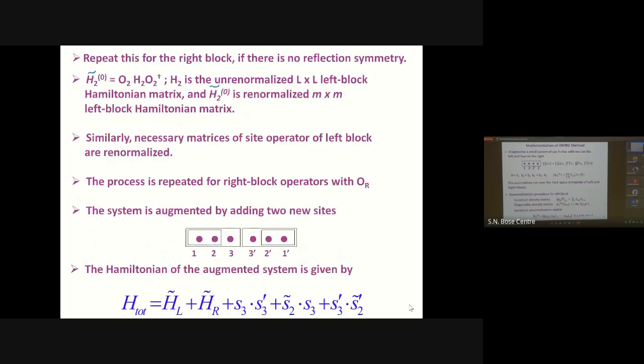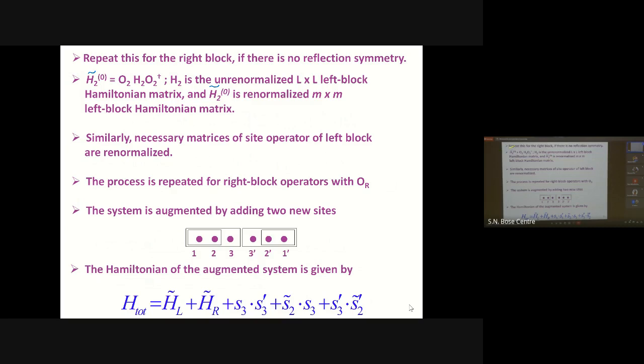Now what you do is the following. Do the same thing on the right block if there is no reflection symmetry. If there is a reflection symmetry, you don't need to. Then you construct the Hamiltonian H_2 of the left block. I'm talking only about the left block. You can construct it explicitly, and you do the renormalization of that using O_2, H_2, O_2 dagger.